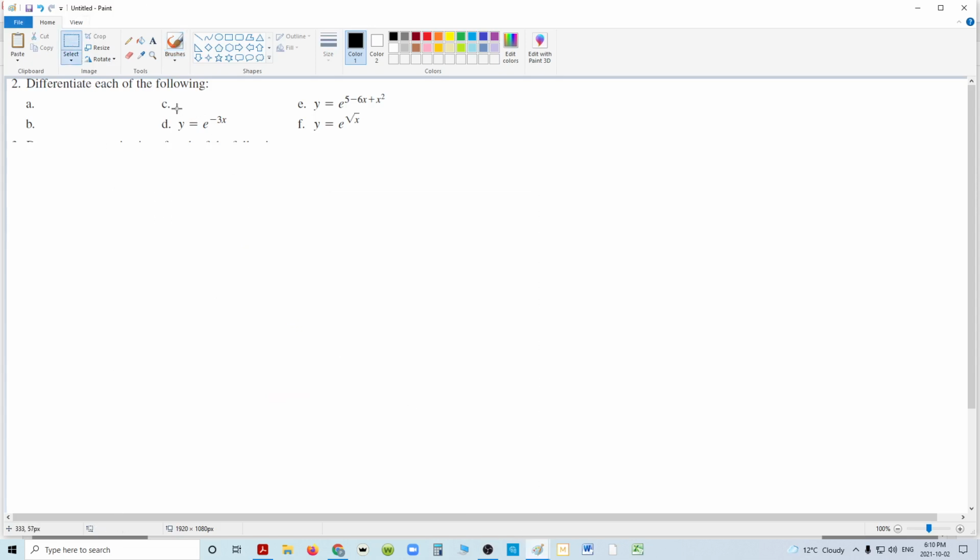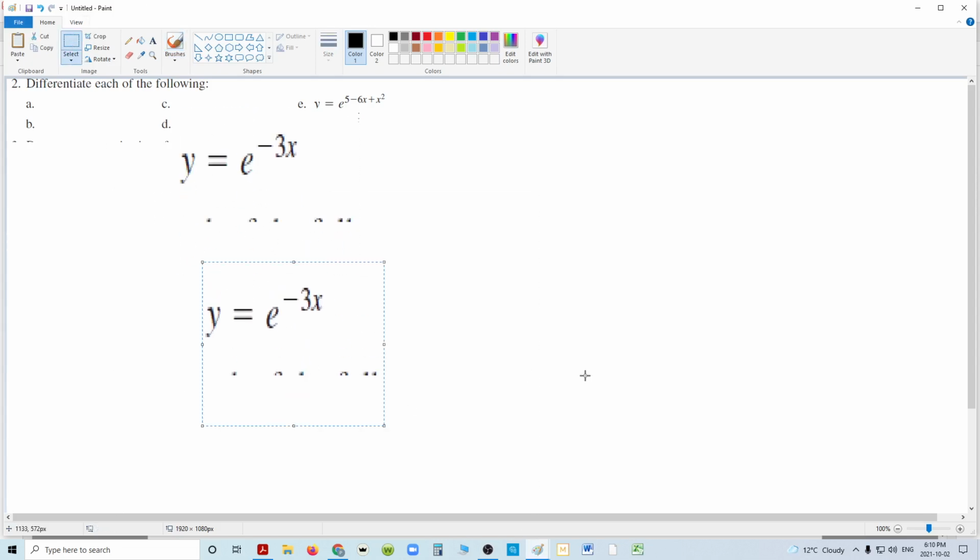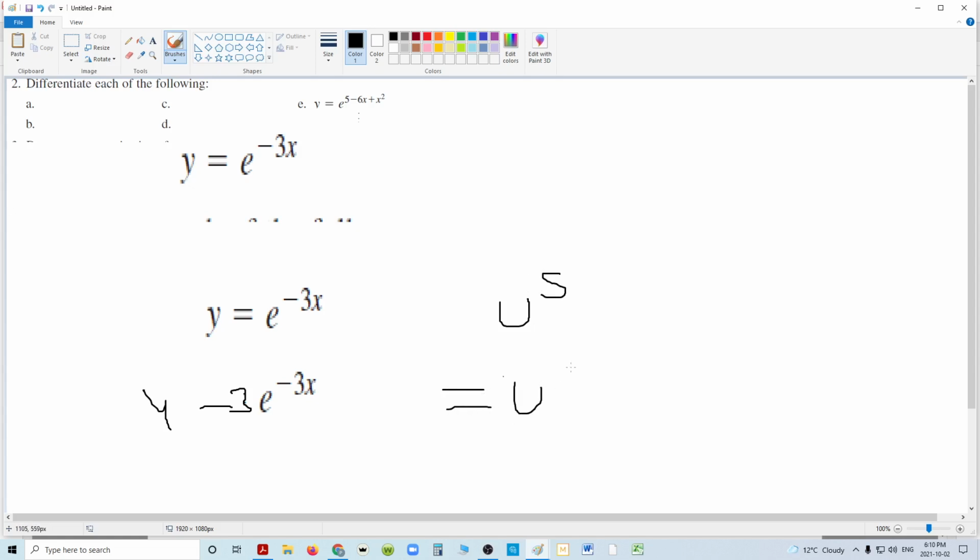What's the derivative of this? It's the same rules. The derivative of this is equal to that times the derivative of this up here. The derivative of that up there is 3. So if you want to think of it as this, u to the, I don't know, s, the derivative will always be u to the s times the derivative of s.